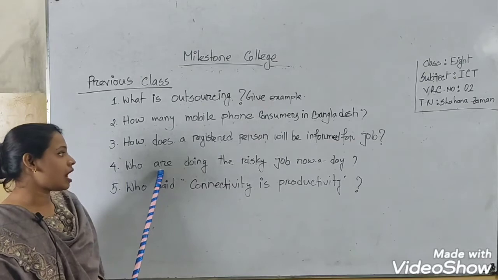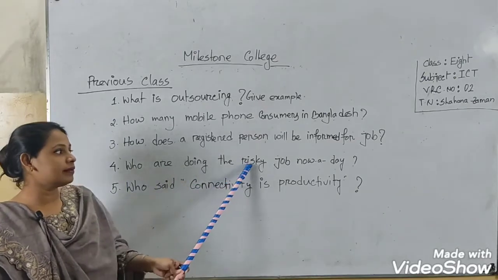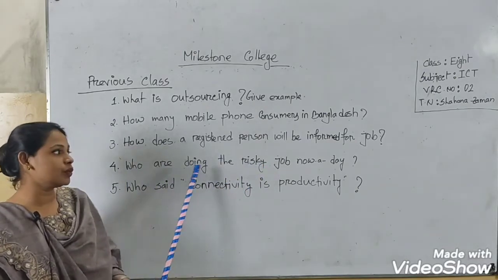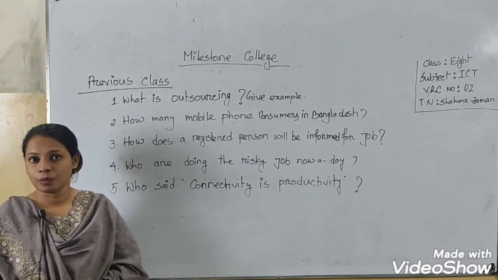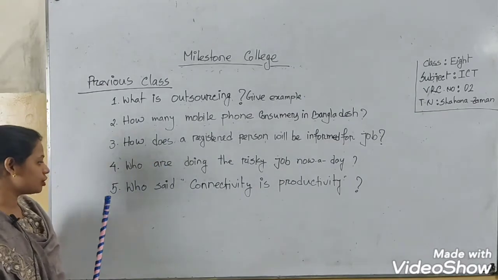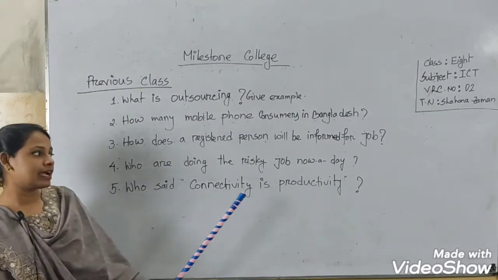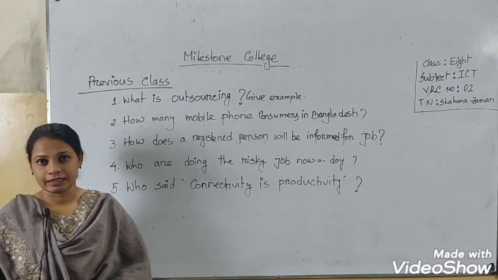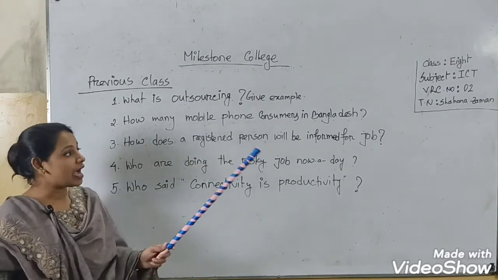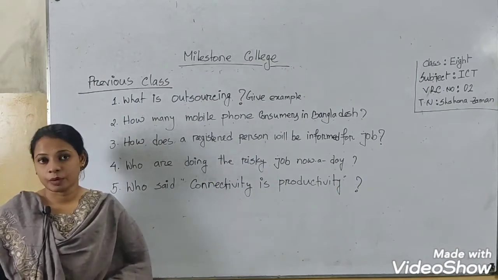Question number 4. Who is doing the risky jobs nowadays? Very simple, robot. Coming to the last question. Who said connectivity is productivity? Dr. Iqbal Kader. I know you learned the previous lesson properly.